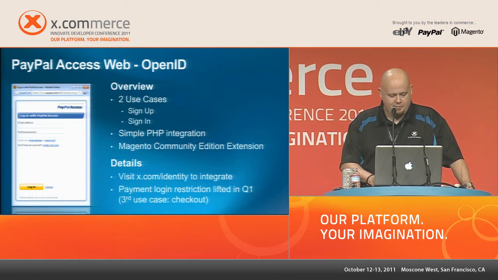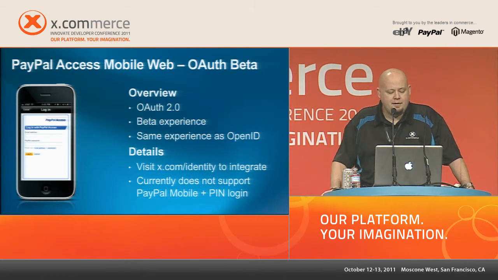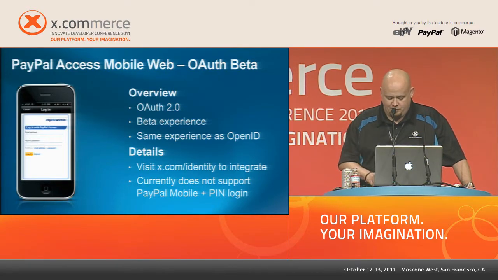We also are releasing an OAuth 2.0 beta implementation. It's really beta for the main reason that we haven't highly customized it for mobile. And in addition, it only supports the PayPal email address and password. It doesn't yet support the mobile phone number and PIN. But we think it could be good for some use cases. We're really more than anything looking for feedback and how to make it into a better product. Again, you can go to x.com/identity to find out more.